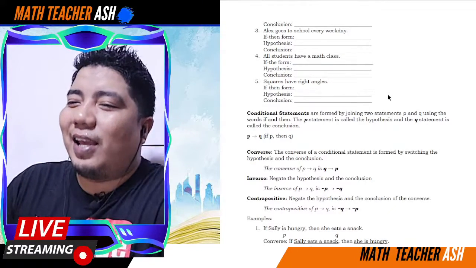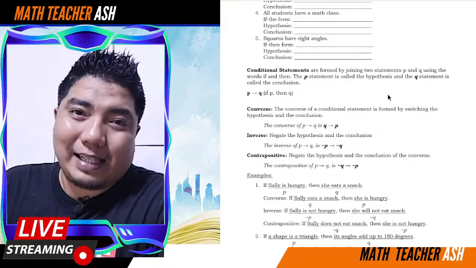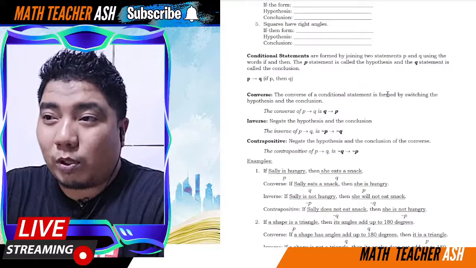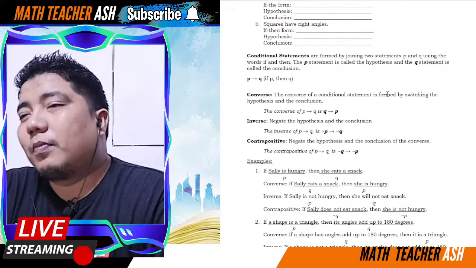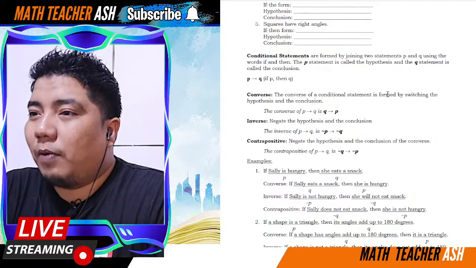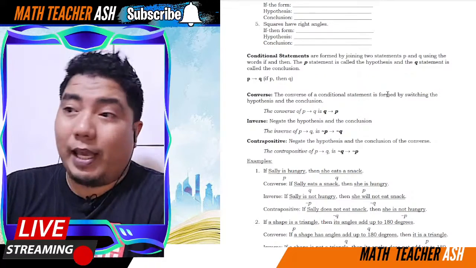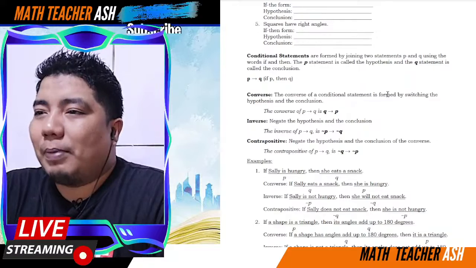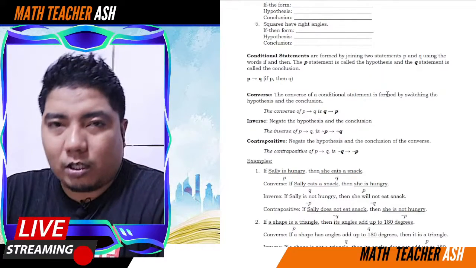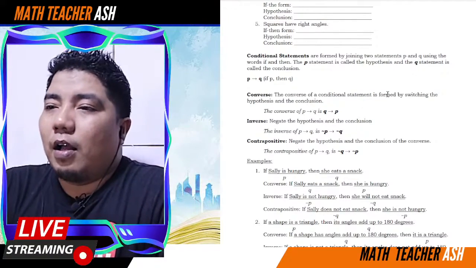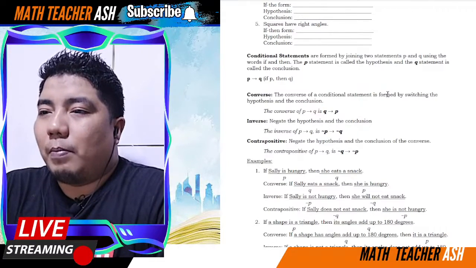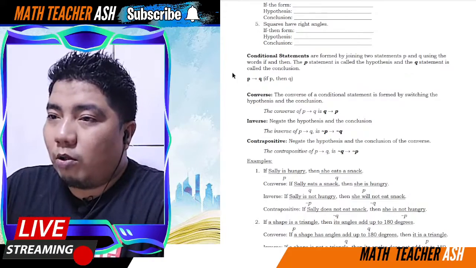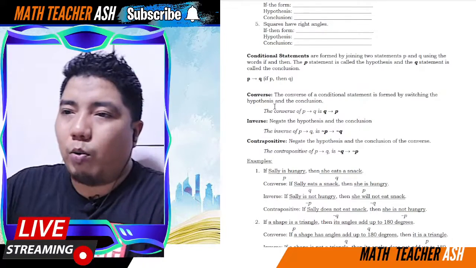Ganun lang kadali. Alright. So, ito na nga ang mga statements natin for the conditional statements. Conditional statements, as what we all know last discussion sa module 4, are formed by joining two statements P and Q using the words if and then. And then the P statement is called the hypothesis and the Q statement is called the conclusion. Okay, so basically we have if P then Q. So that is the notation. Yung P tapos may arrow na Q.